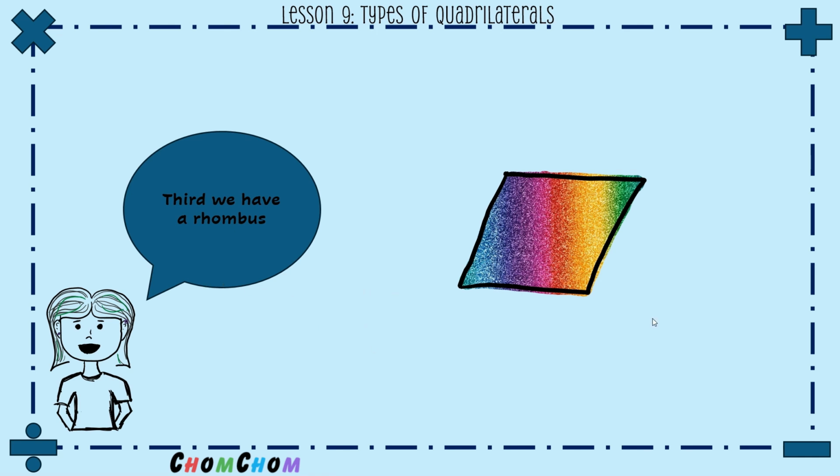Third, we have a rhombus. Rhombuses also have 2 pairs of parallel sides, and they have 4 congruent sides. They're like squares, but a little tilted, right?